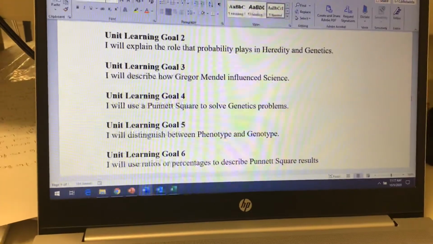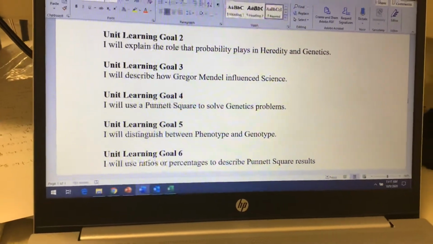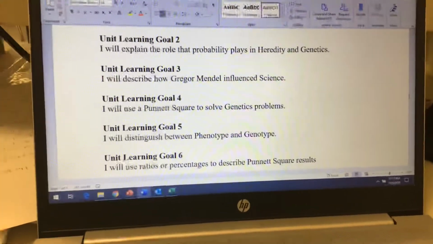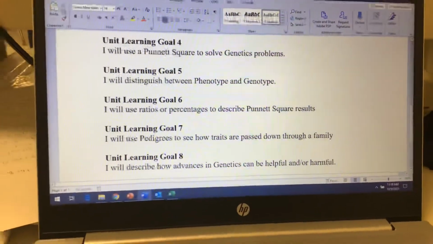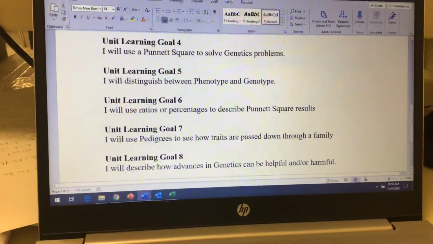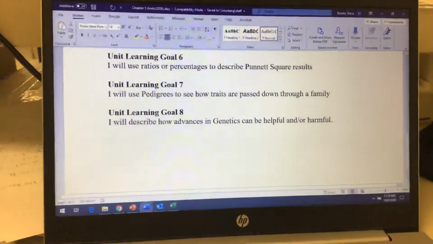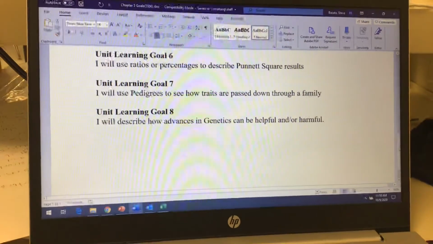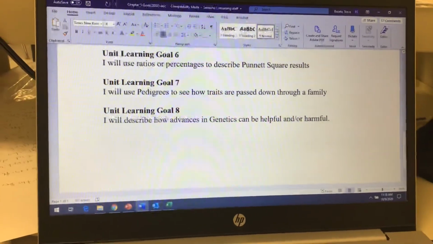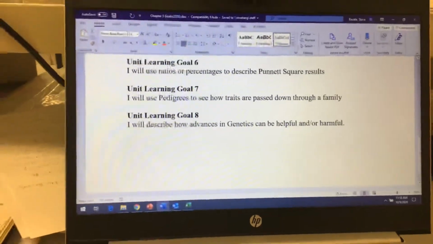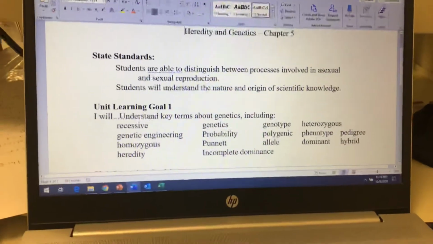We're going to talk about Gregor Mendel. Hopefully you remember him. He's the dude with the pea plants. We're going to solve a bunch of situations using Punnett squares. We're going to talk genotype and phenotype, ratios of Punnett squares, pedigrees, the whole circle box thing, and how things are passed down in families, and then how advances in genetics can be helpful and or harmful. So this is a really fun chapter. I'm excited to get into it, and it'll be great.